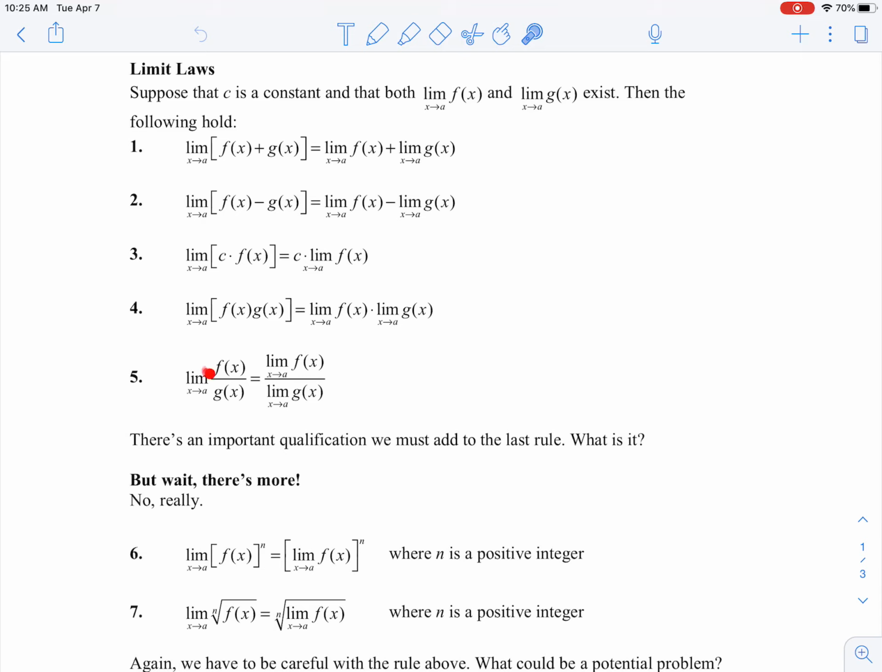Division. We say that the limit as x approaches a of f of x over g of x is equal to the limit as x approaches a of f of x over the limit as x approaches a of g of x. Now, there is an important qualification that we must add to the last rule. What is it? And no, I'm not going to tell you right now. You'll need to think about this and loop back at the end. If you already know it, go ahead and write it in.